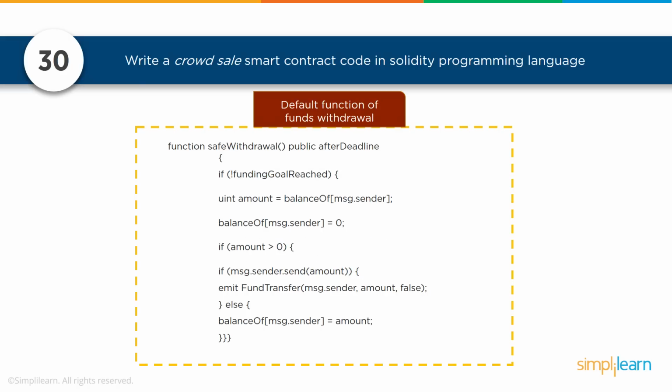Then in your crowd sale smart contract, you can have a method called safe withdrawal, and you have appended it with a modifier called after deadline, which basically checks that you can only do a withdrawal after the deadline has been achieved. And in this function, you are checking the balance, then you are withdrawing that amount from the sender and transferring it to your own account as the sender has sent that amount to you. So you do the basic validations whether the sender has that balance, and then you do that transfer to your account.